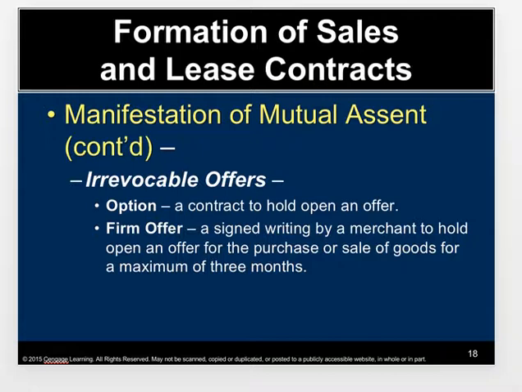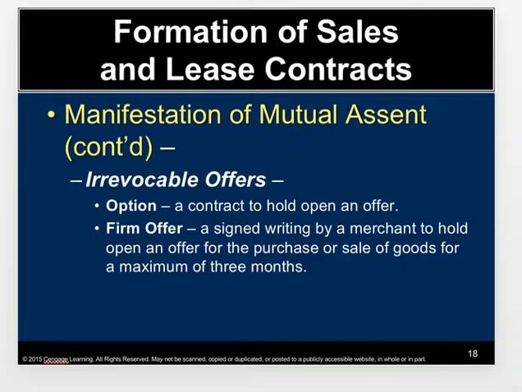We also have something called a firm offer, which is a signed writing by a merchant to hold open an offer for the purchase or sale of goods for a maximum of 3 months. So again, key factors here with a firm offer: it has to be in writing, has to be by a merchant, and the idea is that the offer for the purchase or sale of goods will be held open or will be valid for 3 months.